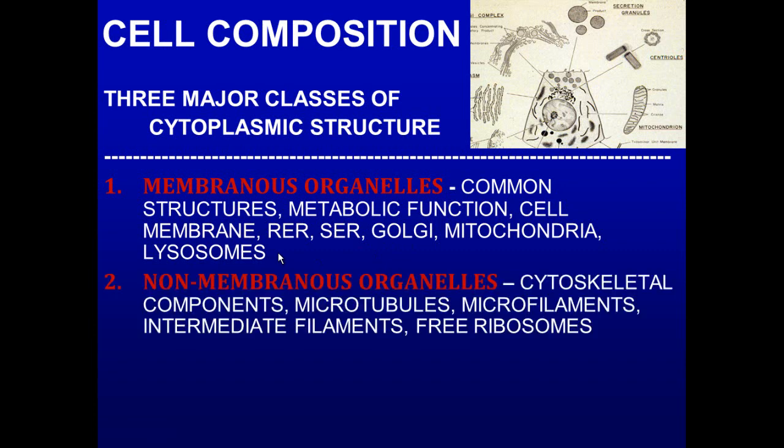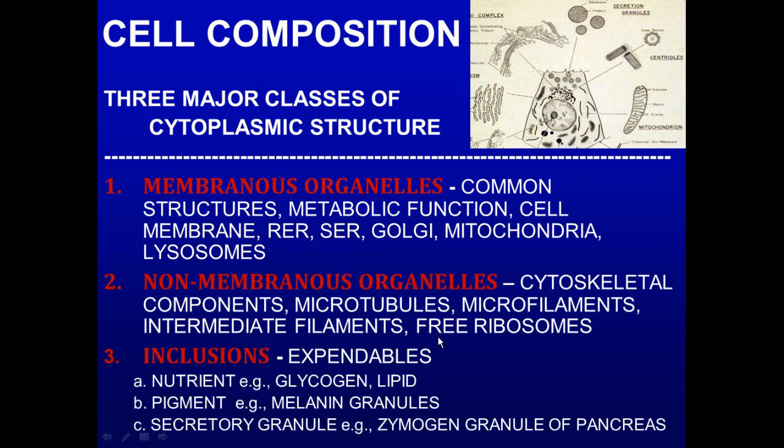There's also a non-membranous organelle group. Those are the cytoskeletal components: microtubules, microfilaments, intermediate filaments, and free ribosomes. And there are also inclusions. Inclusions are expendable. They need not be there for the cell to be alive. However, they are important for the cell to be functional, like a nutrient, glycogen. There are cells that store glycogen, like the liver, and other cells store lipid. So it need not be there for the cell to live, but it's very important for the cell to function normally.